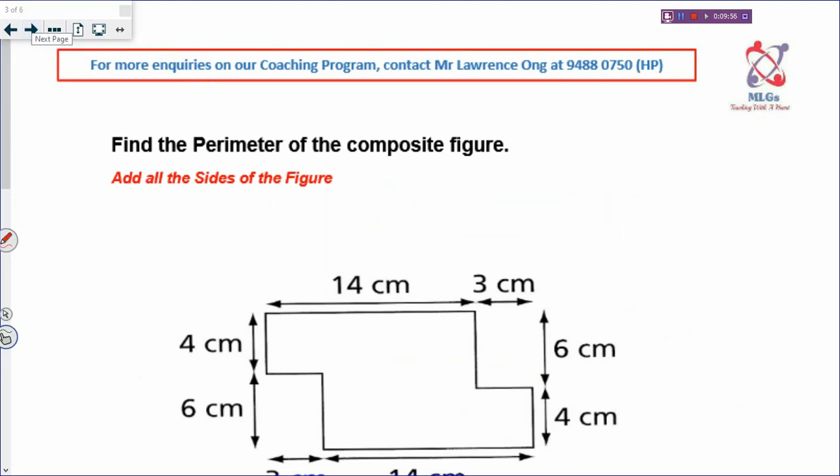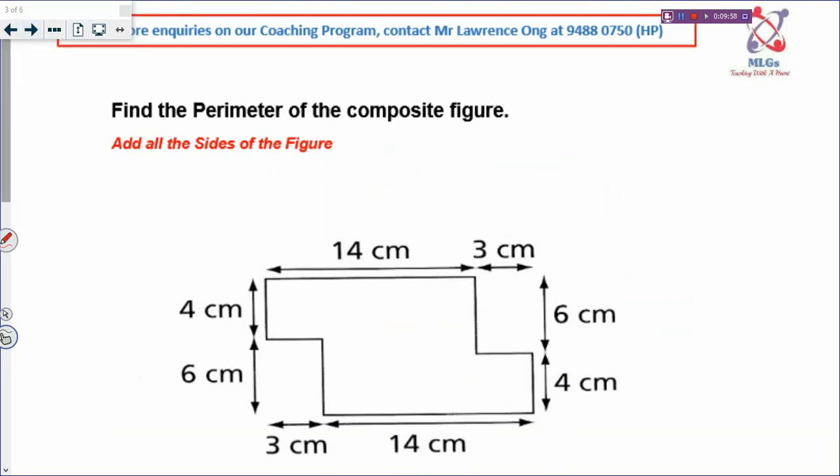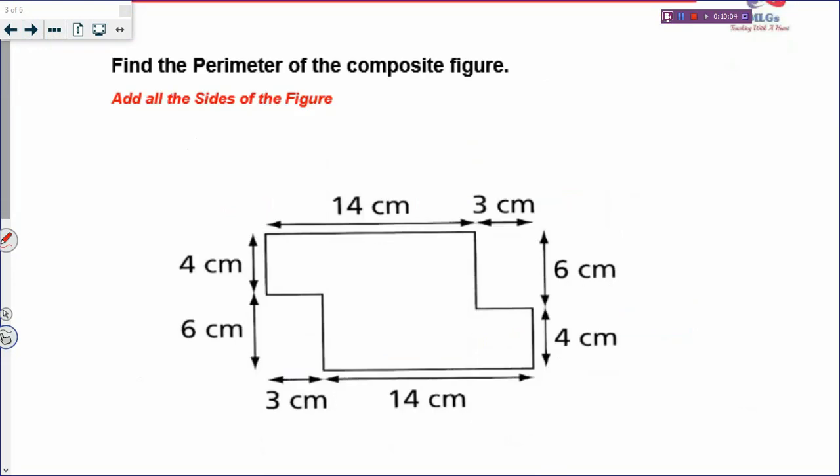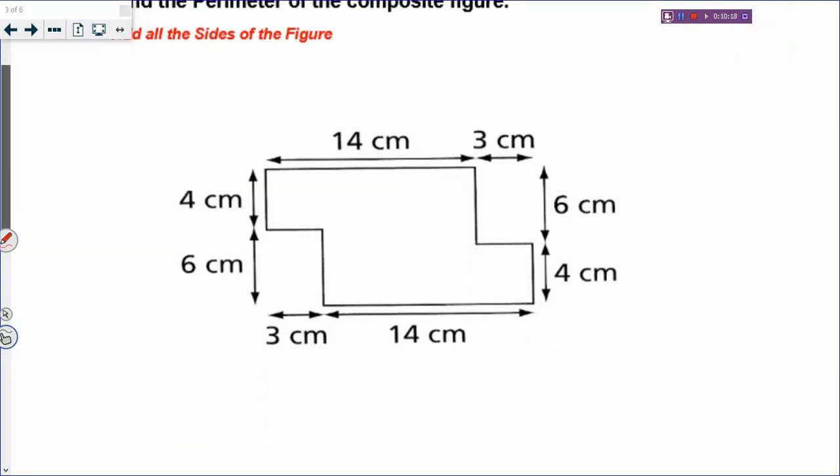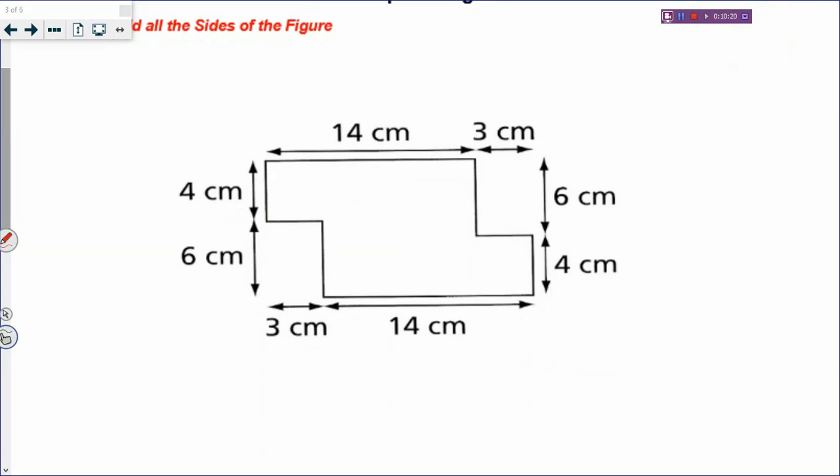Okay, now we come to your common questions in the exams. So how do you find the perimeter of the composite figure? What is a composite figure? They are figures that can be cut into regular shapes, right? Squares, rectangles. You look at this figure, you can actually cut it into rectangles and squares. But because you want to find the perimeter, how do we find the perimeter? There is a very simple way.